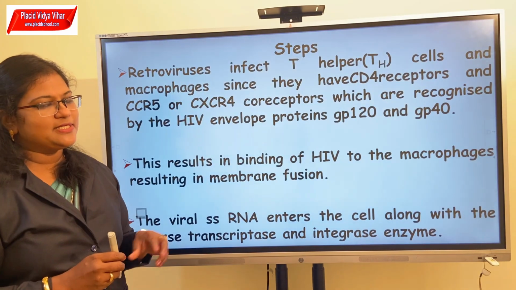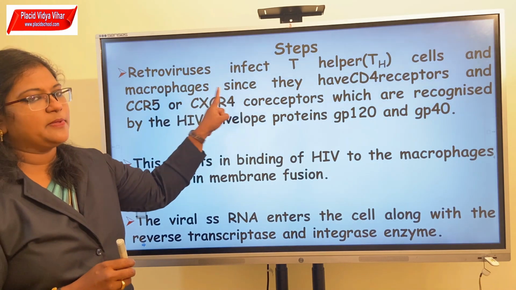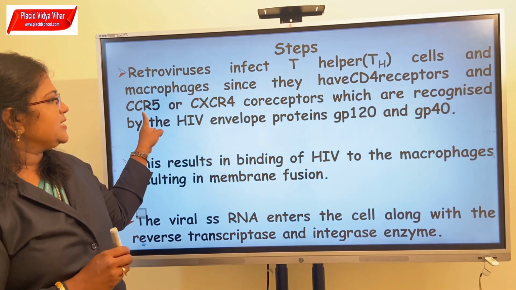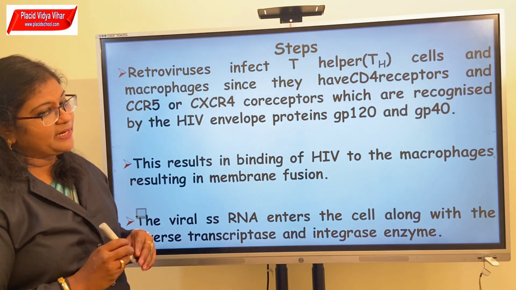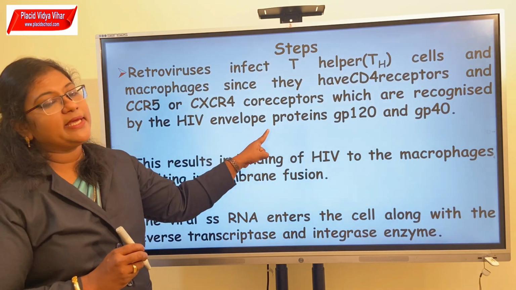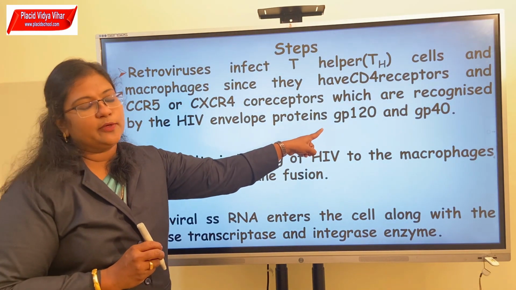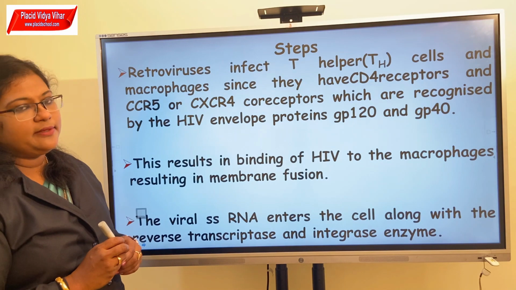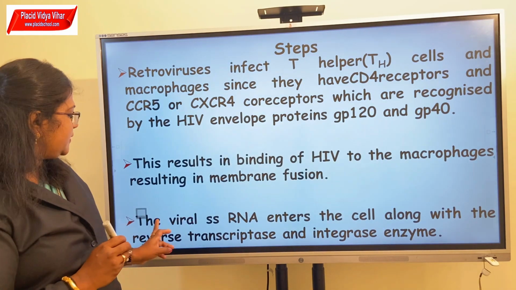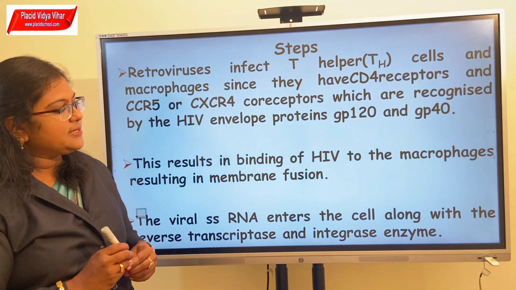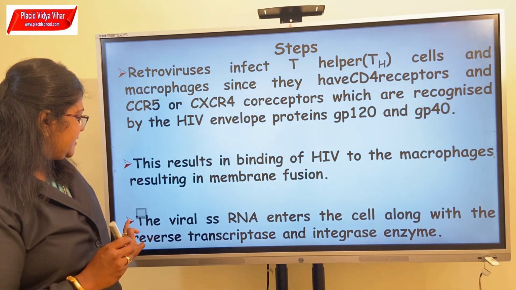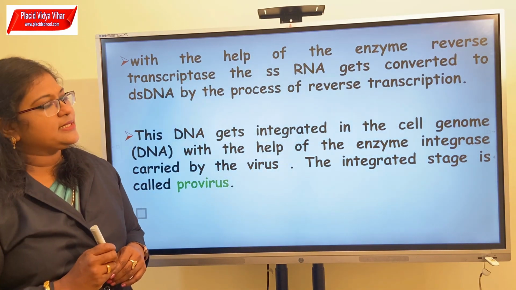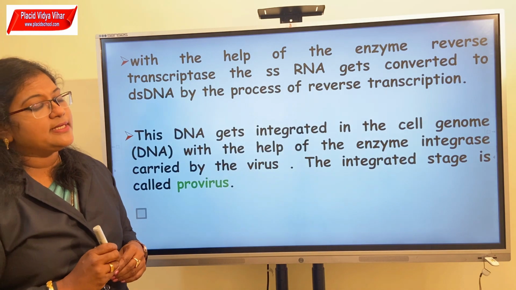You can go through the steps once more. You can see the retrovirus infecting T helper cells and macrophages which have CD4 receptors, and it is using CD4 plus CCR5 or CXCR4 to bind, and the binding is helped by HIV envelope proteins, glycoprotein 120 and glycoprotein 41. Then this results in binding of HIV to the macrophages, resulting in membrane fusion. The viral single-stranded RNA enters the cell along with the reverse transcriptase and integrase enzyme. Then with the help of reverse transcriptase, the single-stranded RNA is converted to double-stranded DNA. It is then integrated by using the enzyme integrase.